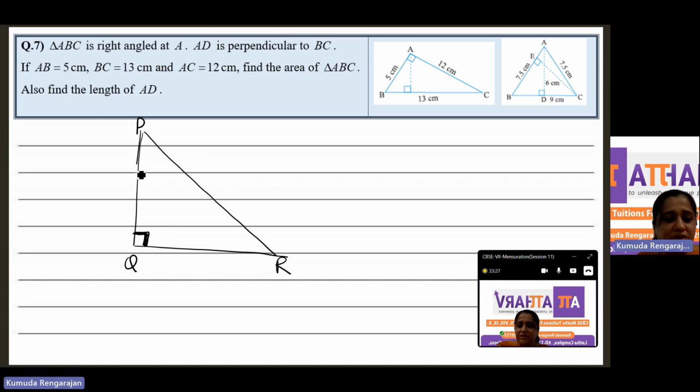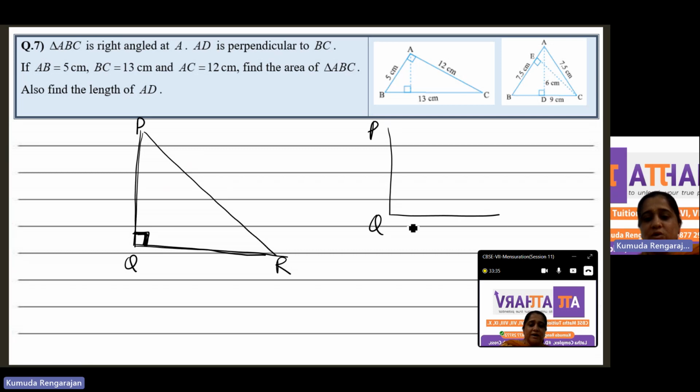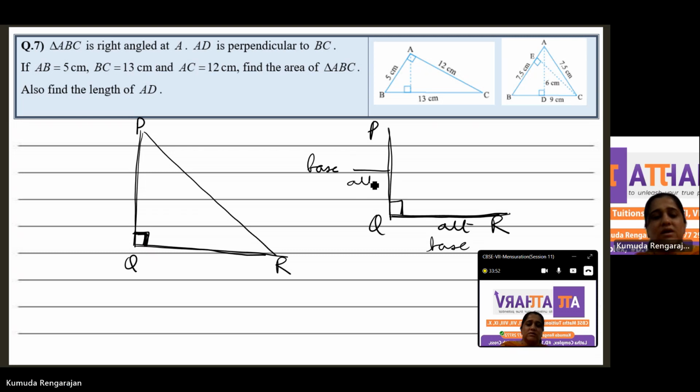Now the sides PQ and QR. Look at the board. Can you see the sides PQ and QR? They make 90 degrees, right? So I'm saying if you take this one as the base, then this is the altitude. If you take this as the base, then this is the altitude. For the two sides which are at right angles, it's like, if I am the base, then you be the altitude. If you are the base, then I'll be the altitude.